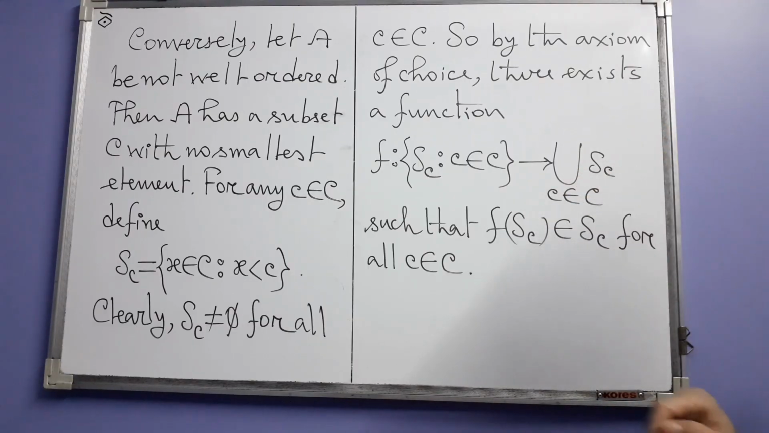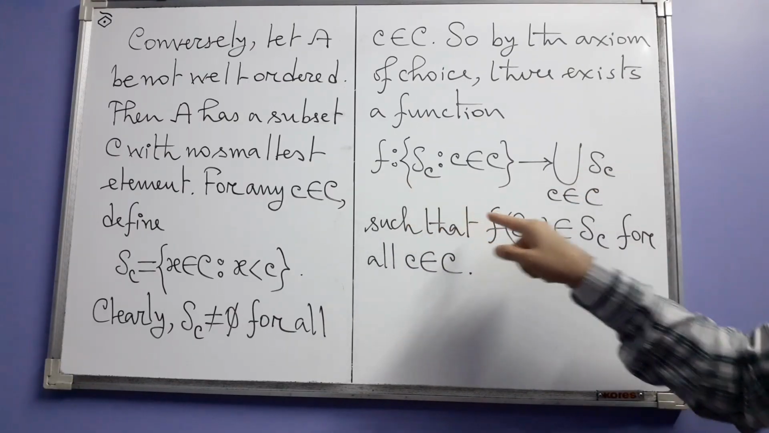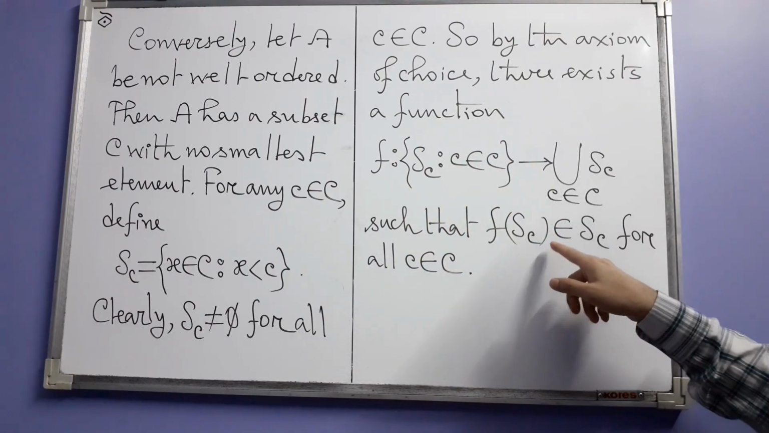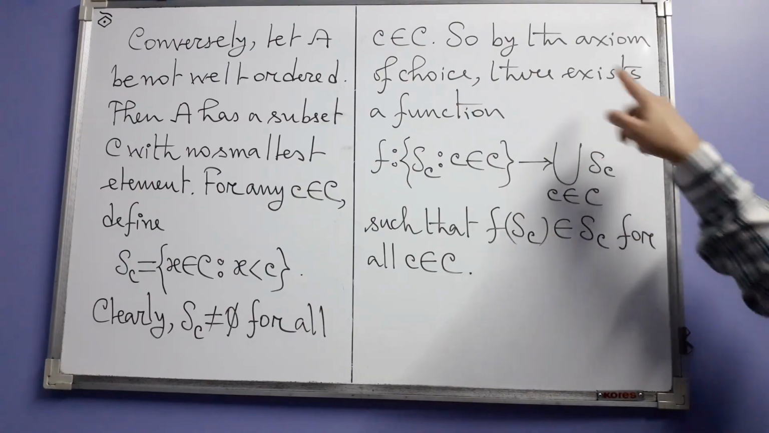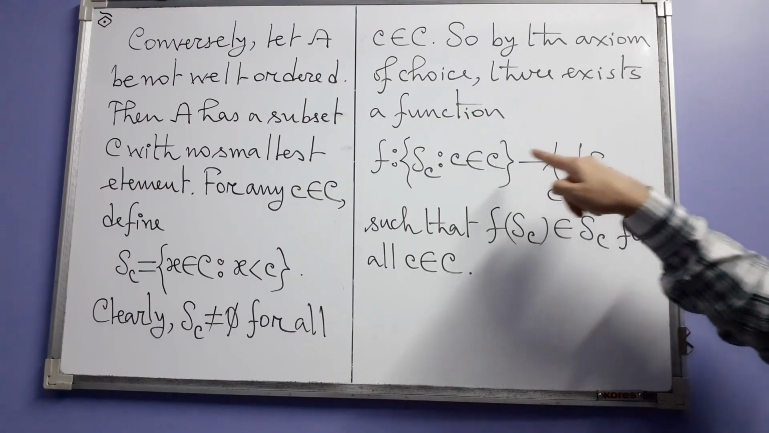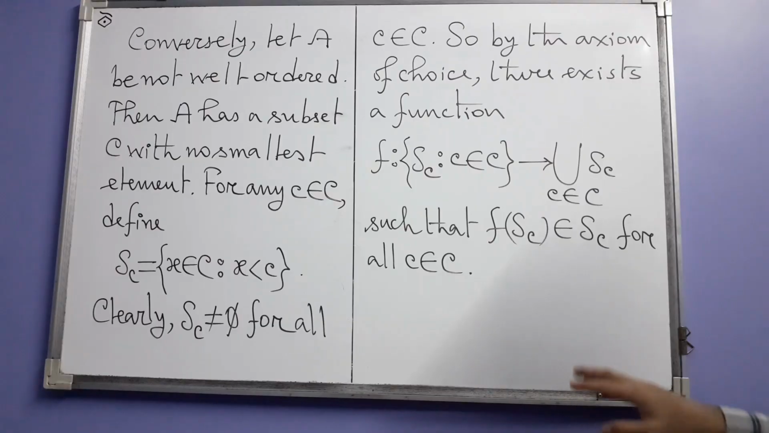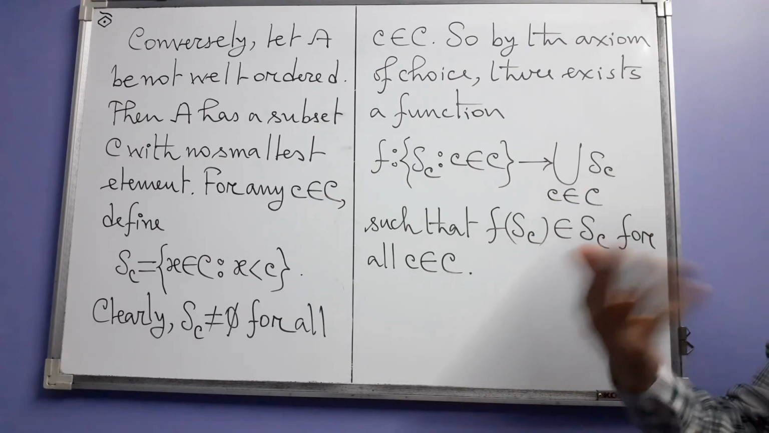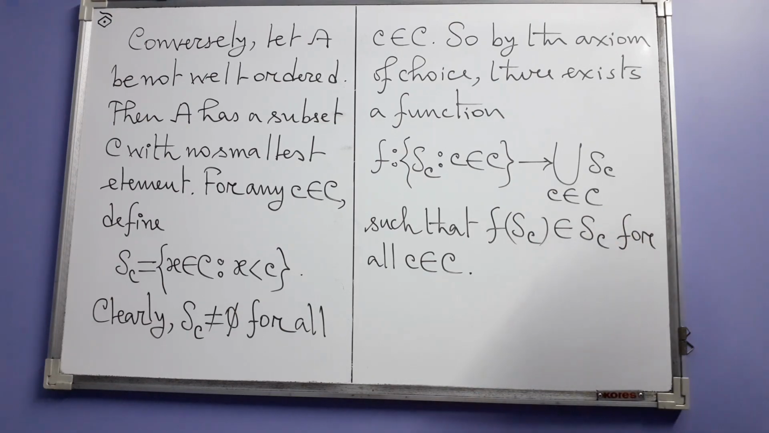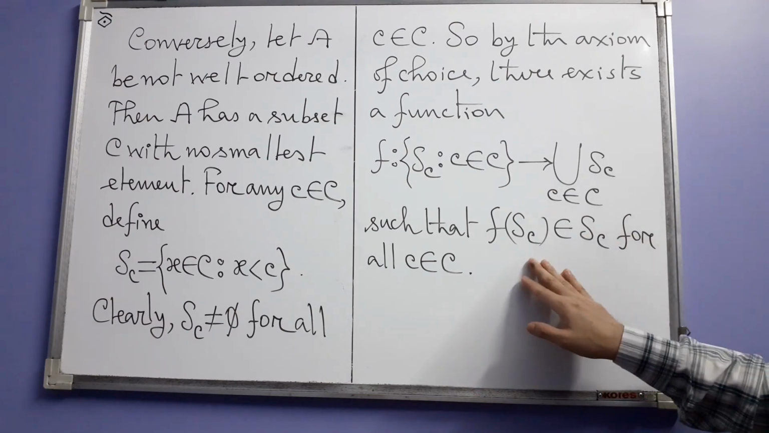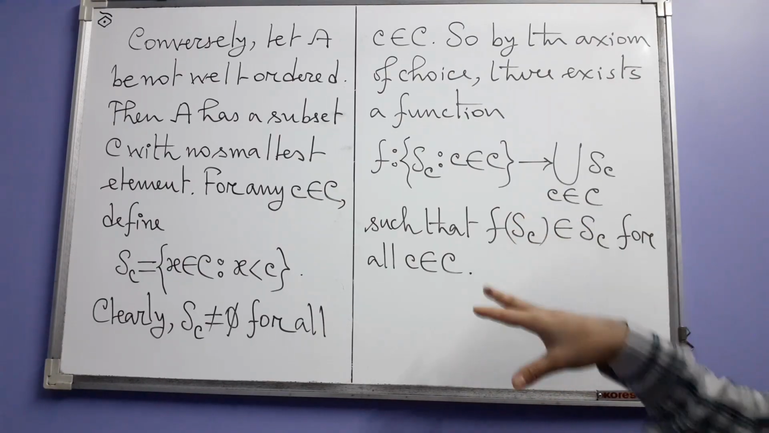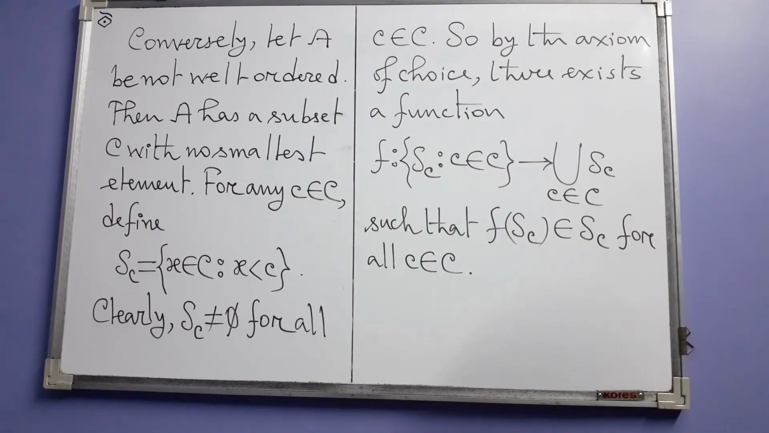What is the property of this function? The property is that the inputs of the function f are the sets SC, and the outputs are elements in this union, which means elements in C after all. And the property that f has is that f of SC, that element of C, belongs to SC. There is no point discussing what axiom of choice means here, because that's not our aim here. So we now have a function f like this.